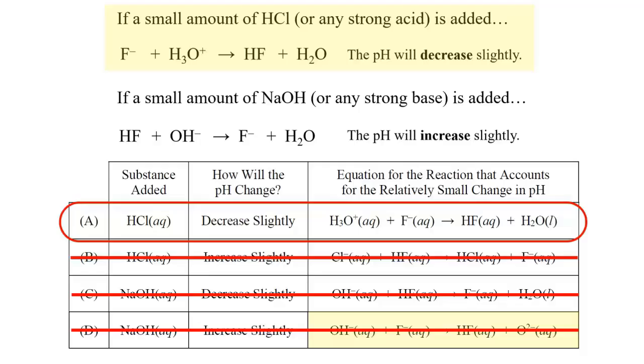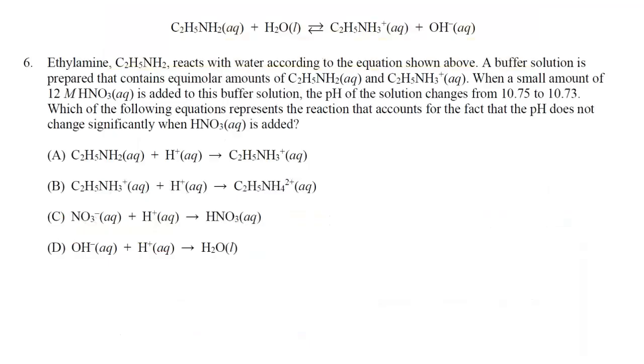If a strong acid such as HCl is added to this buffer, the pH will decrease slightly, and it's because some of the F minus is consumed by the hydronium ions, producing additional molecules of HF, but that ratio of F minus to HF would only change slightly. And the pH will decrease, but only slightly. All right, so question 5 is choice A. Now let's take a look at question 6.